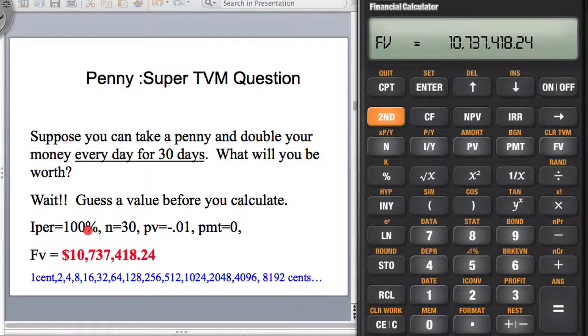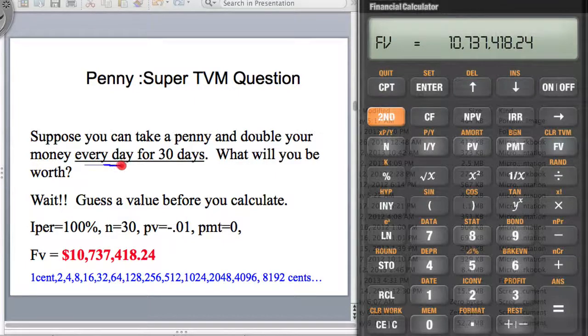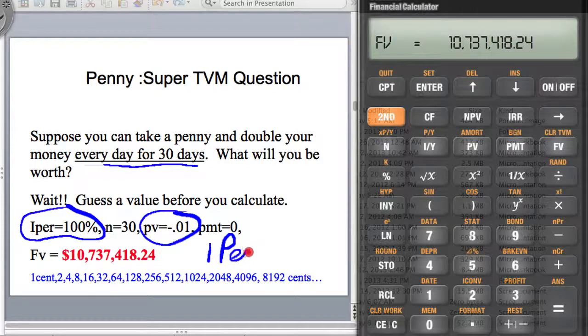And like I mentioned, the reason is you found a banker who's willing to give you an interest rate of 100% on your investment, and that too not an annual interest rate, but a daily interest rate. So this happened every day for 30 days, and the key is that the interest rate per period is 100%, and this is your 1 penny. And it results in something upward of $10 million.